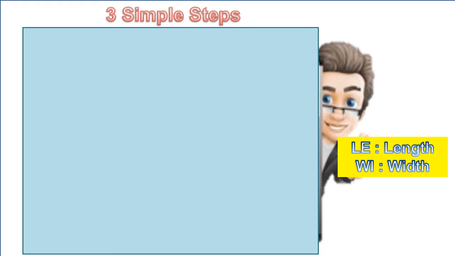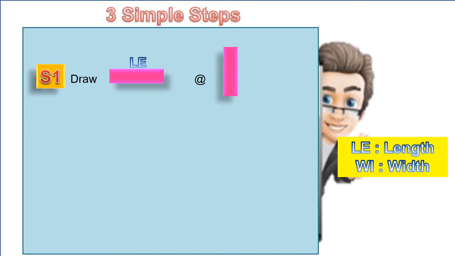So, the 3 simple steps are: step 1, we draw a LEWI block, either horizontally or vertically. We draw the LEWI block horizontally when we do the region with respect to the y-axis. We draw the LEWI block vertically when we do this with respect to the x-axis. For a block, we have the length and the width, like this.